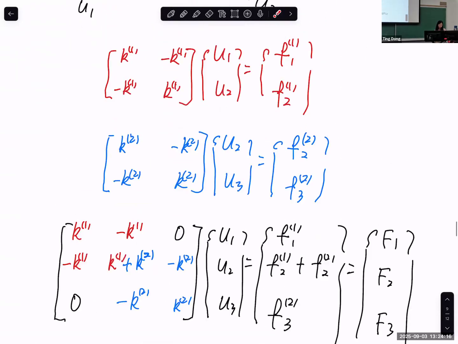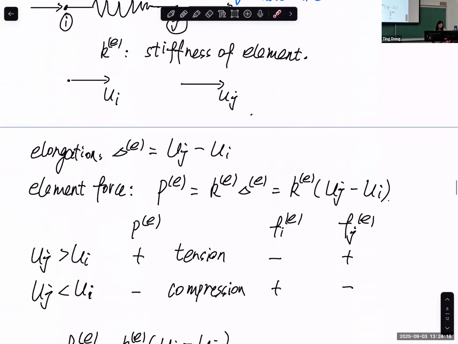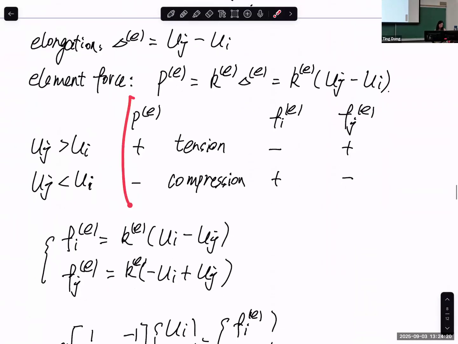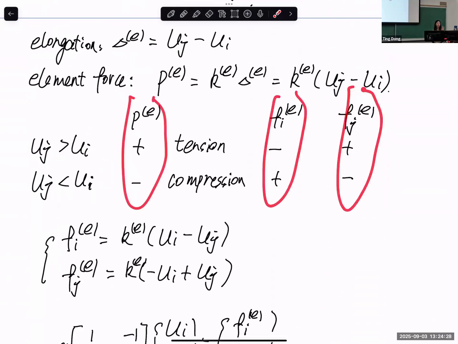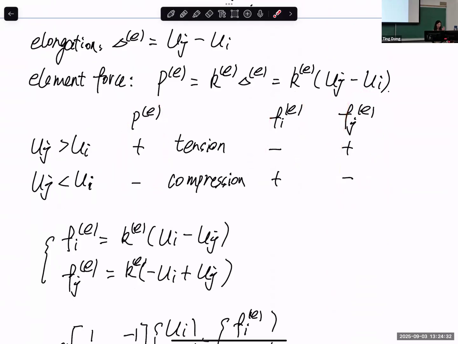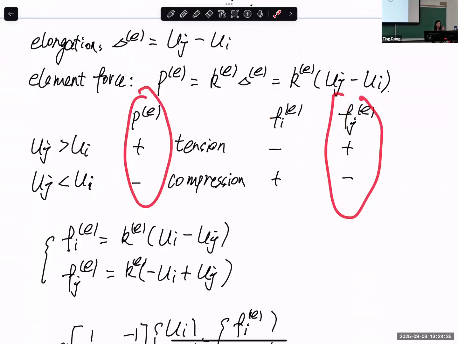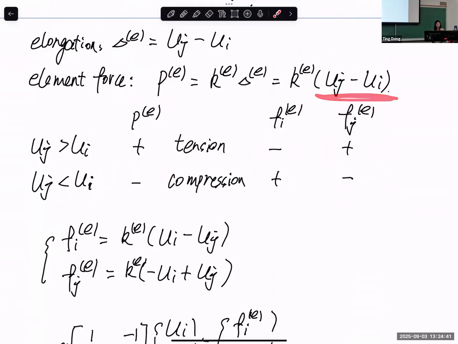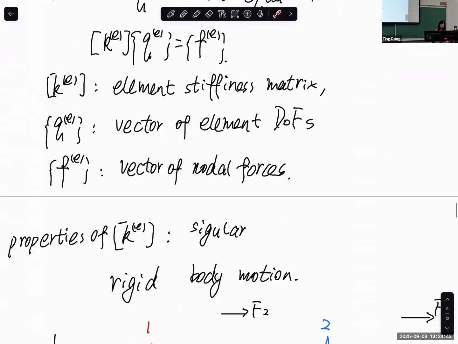If you remember our derivation here, this is the element force. It's the same idea as the internal force we talked about in mechanics of materials. And these three are always the same magnitude. I already explained the element force is always the same sign as whatever is at node J, and opposite at node I. So since we already have Ui, Uj, we can solve for the element force.